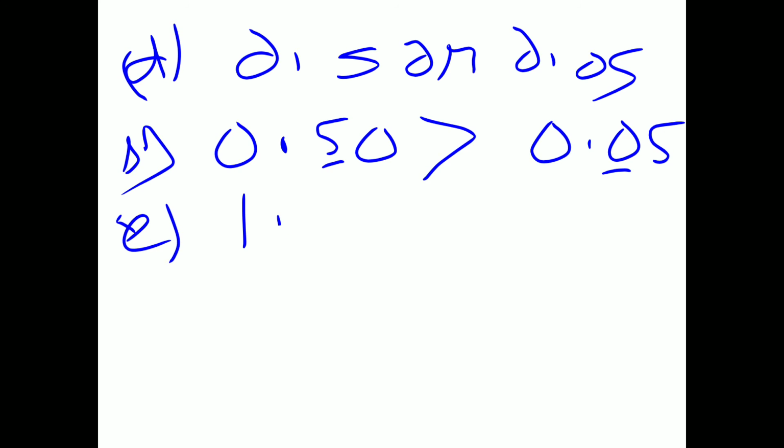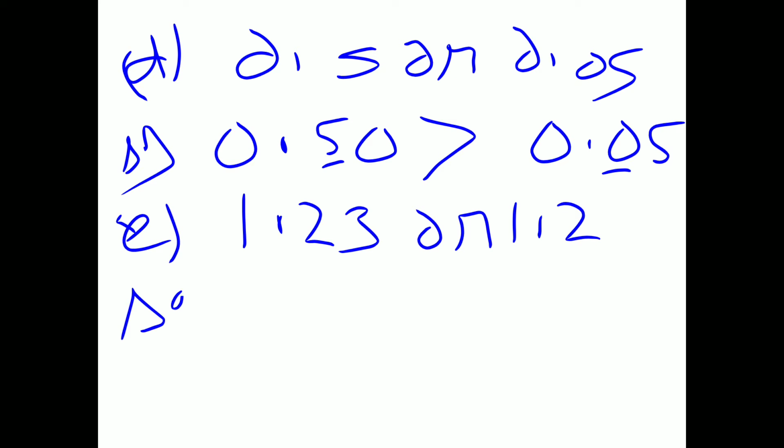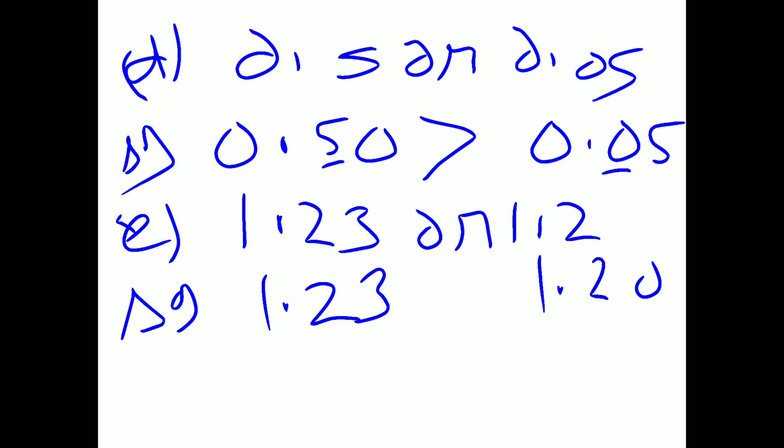Now we do E part. E part is 1.23 or 1.2. Clear? Now again we put a 0 after one digit. So which one is the greatest one? This. Clear?